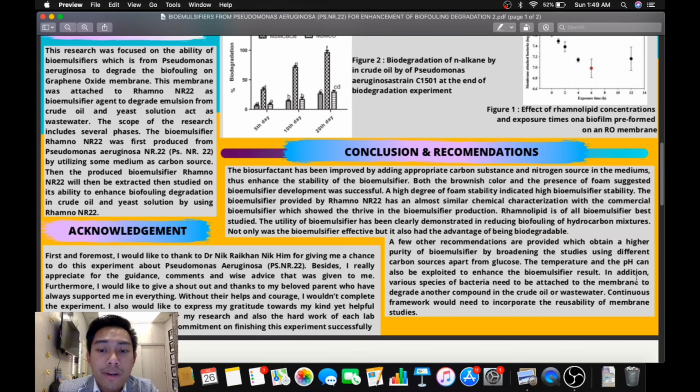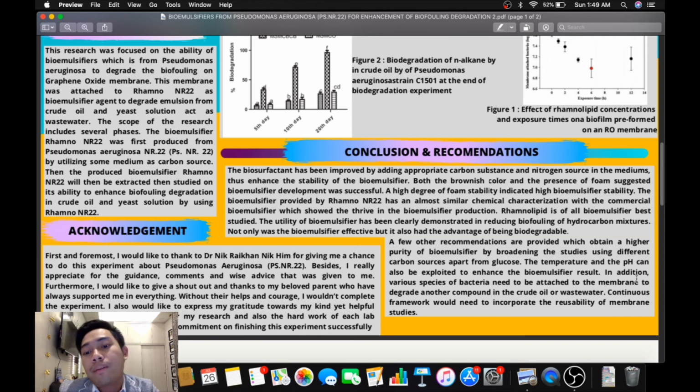Currently, high production costs limit the commercial success of bioemulsifiers. The utility of bioemulsifier has been clearly demonstrated in reducing biofouling of hydrocarbon mixtures. Not only was the bioemulsifier effective, but it also had the advantage of being biodegradable.